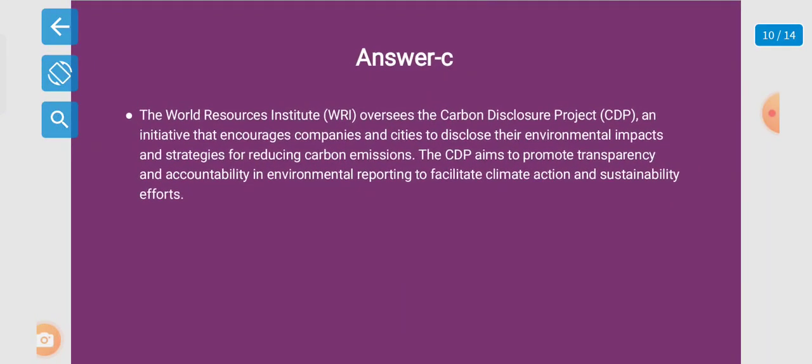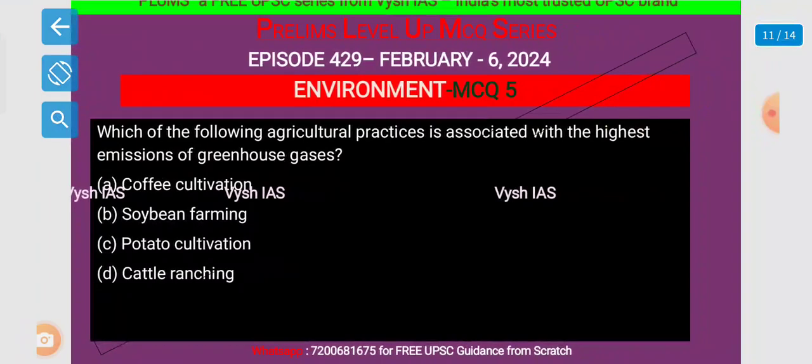Answer is C. So WRI, World Resources Institute, oversees the Carbon Disclosure Project. It is an initiative that encourages companies and cities to disclose their environmental impacts and strategies for reducing carbon emissions. The CDP aims to bring transparency and accountability in environmental reporting to facilitate climate action and sustainability efforts.